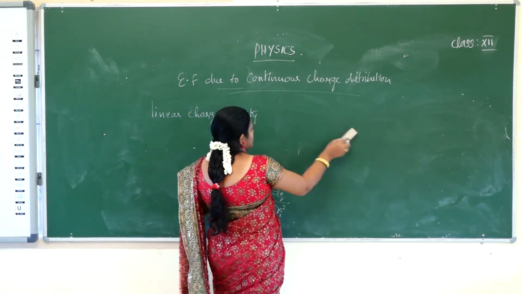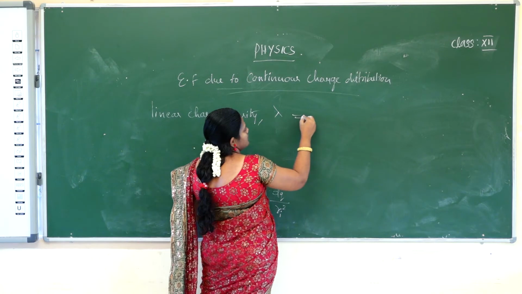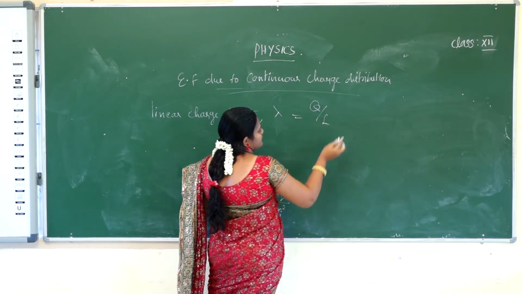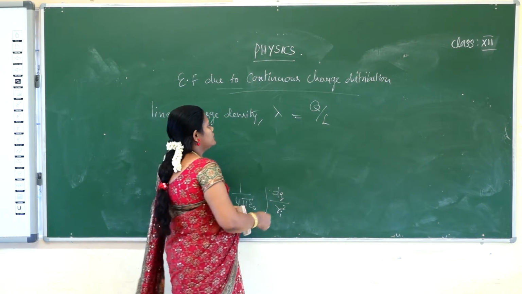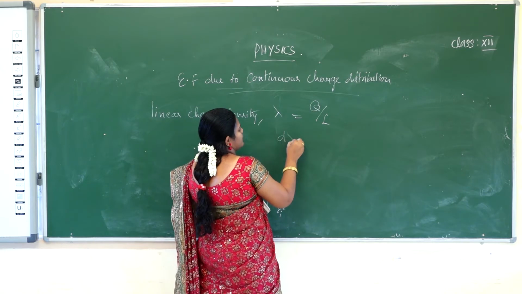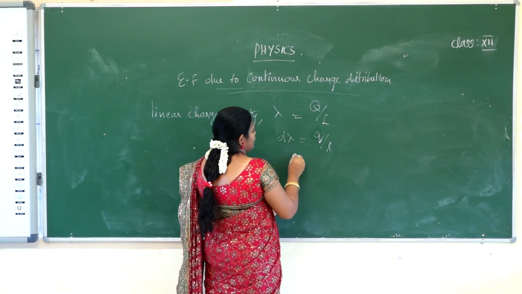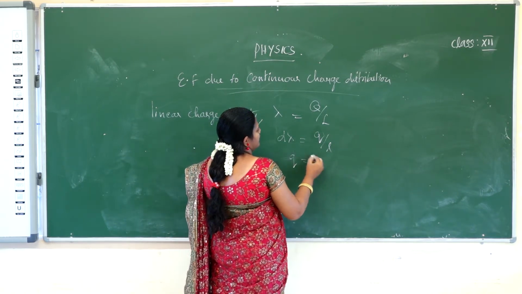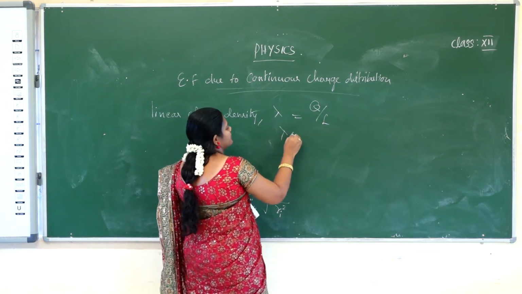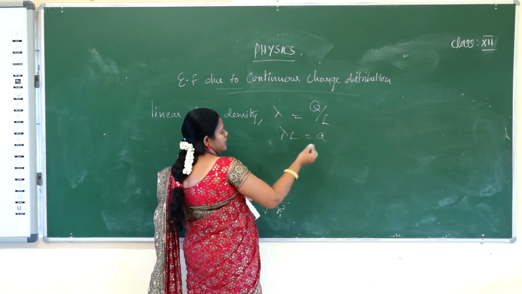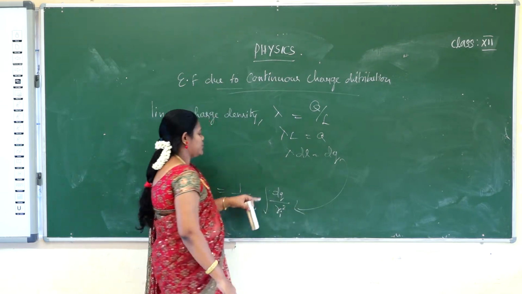Linear charge density is denoted as lambda, charge per unit length. So lambda is equal to q by unit length, so lambda is equal to q by dl. So lambda L is equal to q. In the integration format, lambda into dl is equal to dq. You substitute the dq value in this equation.